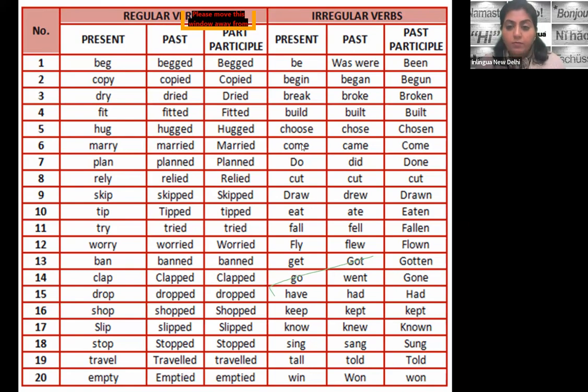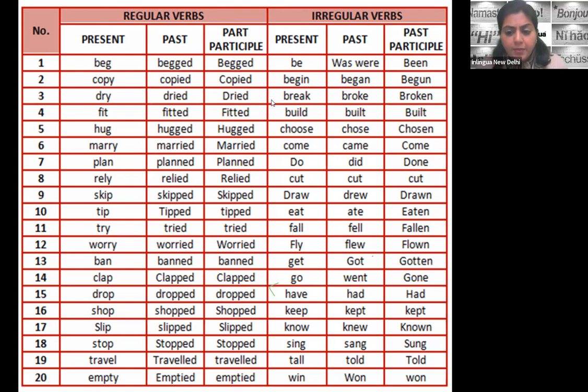Win, won, and won. Choose, chose, and chosen. Build, built, built. Doesn't change. Do, did, done. Draw, drew, drawn. So there are many, many examples. On the left hand side are the regular ones. Now here you can see words where we add an IED. Try, tried, tried. So you can add a D, you can add an ED, or you can add IED at the end of the verb to make it in the past tense or the third form. Great. Let's go ahead.